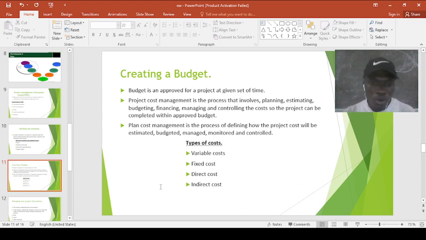So we have types of cost. We have variable costs. These are costs which change with the change in production. Then we have fixed costs. These are costs which do not change as production changes. Then direct costs and indirect costs, those are the costs incurred during the project.